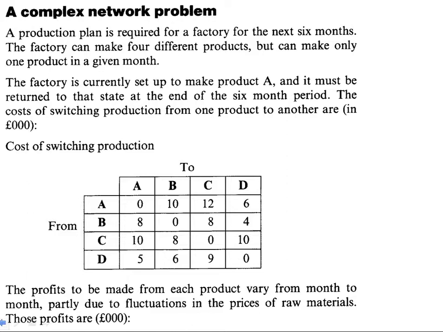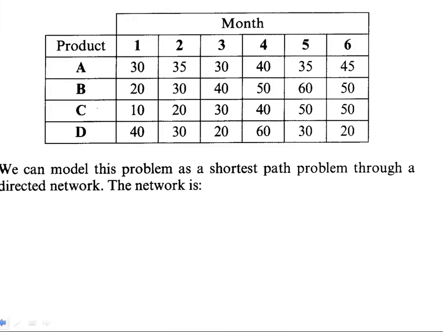It's only £10,000. The profits to be made from each product vary from month to month due to fluctuations in the prices of raw materials. And there's profit information shown here. That problem can be modelled as the shortest path through a network. If I show you the next slide, see if you can work out what is possibly going on.